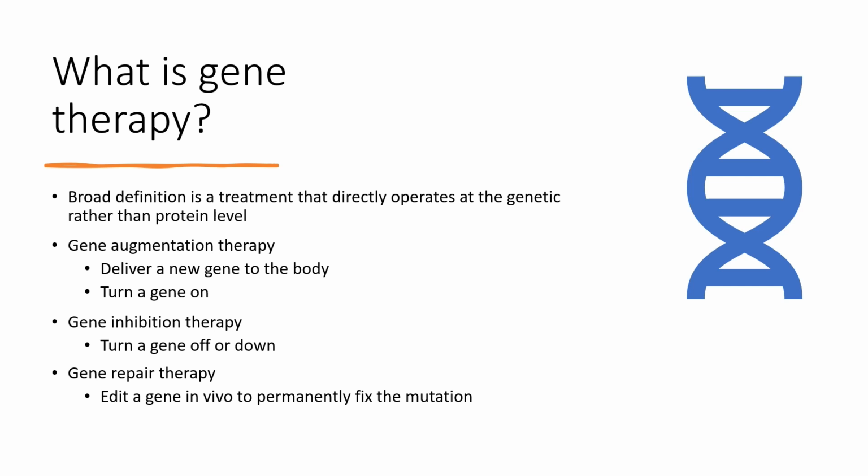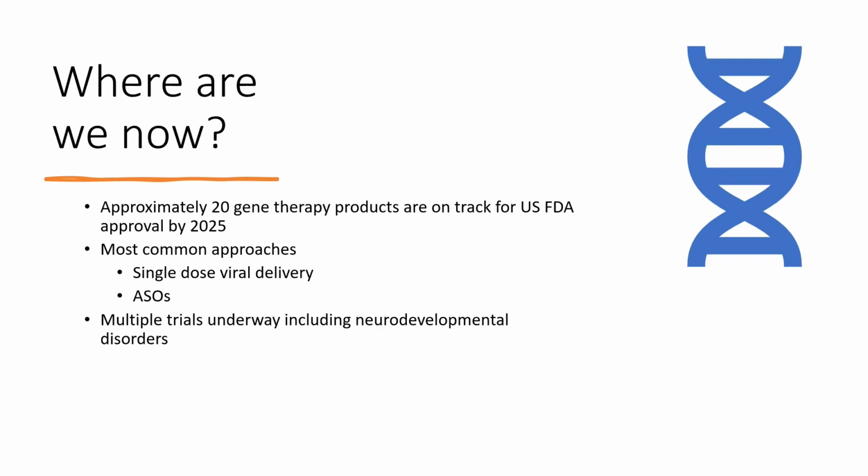Gene augmentation therapy is to deliver a new gene to the body, most commonly with a virus. We can use different technologies to switch genes on. We can turn genes off or down using siRNAs or antisense oligos. And then probably the most promising area in terms of the impact it might have is in vivo gene repair, and technologies such as CRISPR hold that promise. There are issues still to be overcome, but that would be one way of effecting a permanent fix.